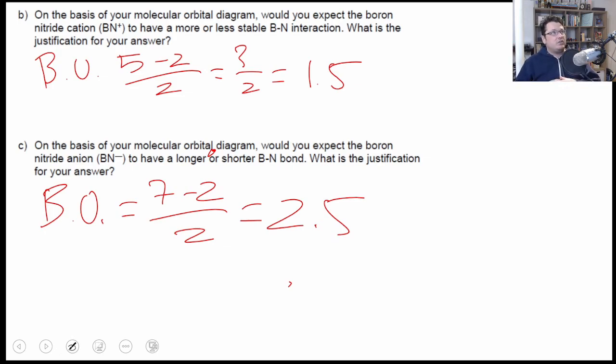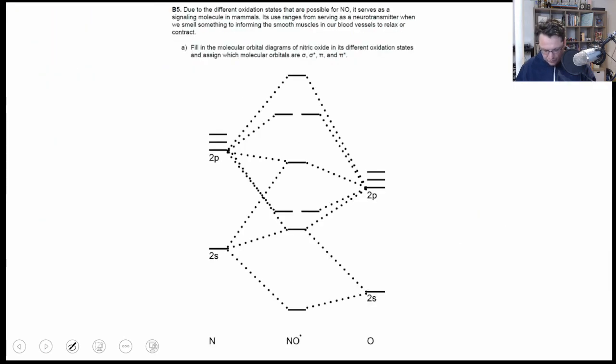But the thing to consider as well is that the higher the bond order, the shorter the bond becomes, because the two atoms are essentially getting pulled together. So we would expect it to be a shorter BN bond in that case, because you have a higher bond order between the two atoms. And that's how you do that.